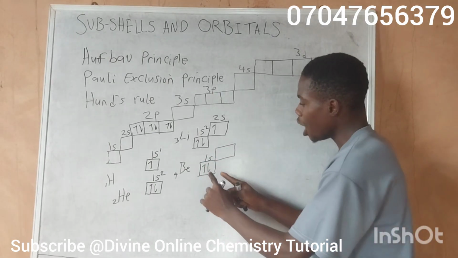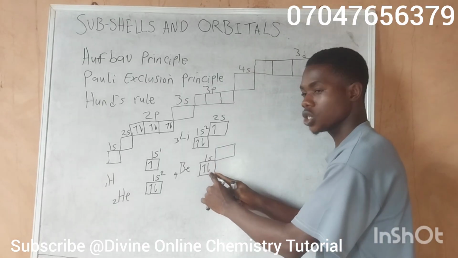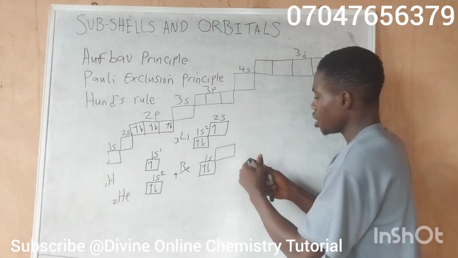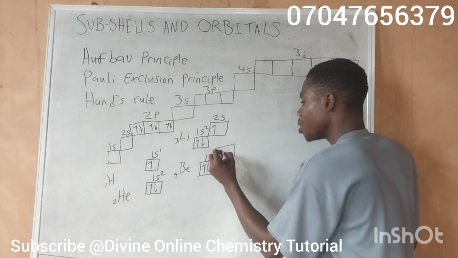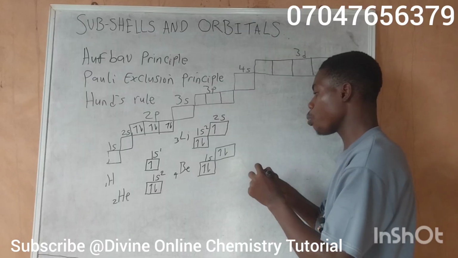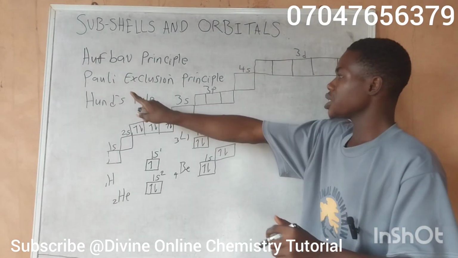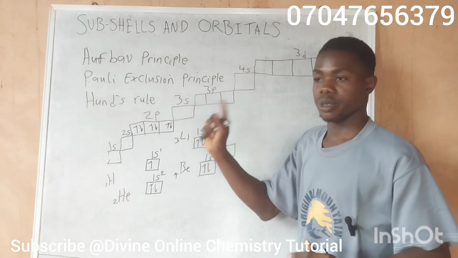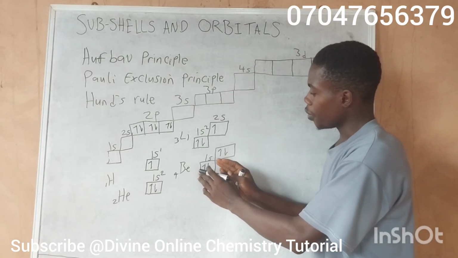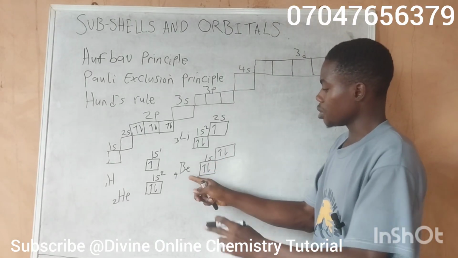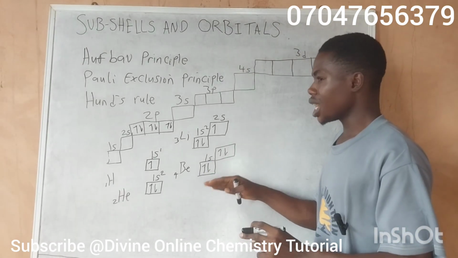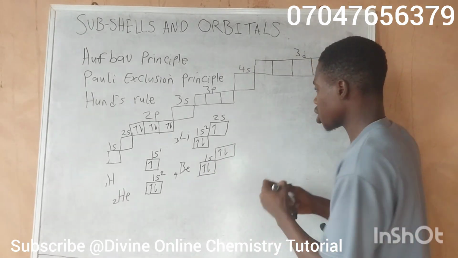Because beryllium has 4 electrons and s can only carry a maximum of 2, there are still 2 electrons remaining. So now we introduce the next orbital diagram and put the 2 electrons here. Don't forget they must be in opposite spins, as proposed by the Pauli exclusion principle. This represents beryllium, the 4th element in the periodic table. Now let's move to the last one, which is boron.